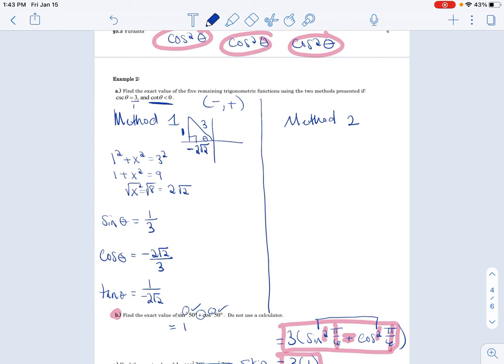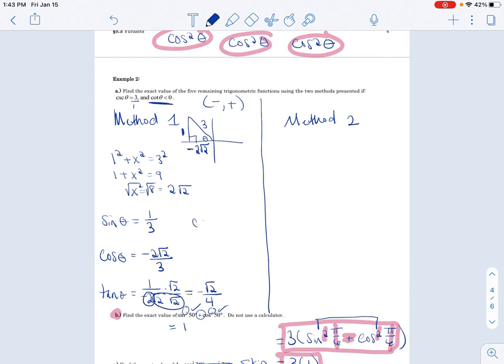Tangent of theta. That's opposite over adjacent. But be careful, you cannot leave radicals in the denominator. So I multiply top and bottom by root 2 over 2. So I get negative root 2 over, well, this times itself is just 2 times the other 2, so I get 4.